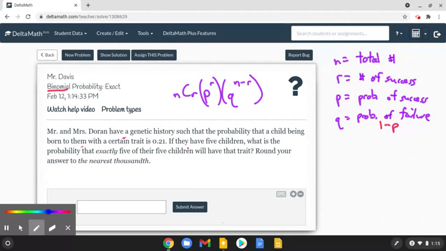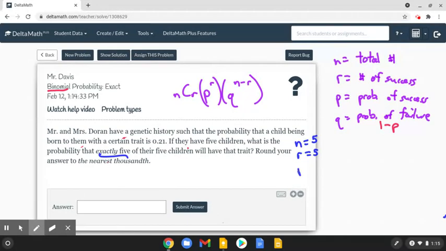So that seems kind of rare, right? If it's only a 0.21, or 21% chance, the probability that all 5 of them would get that trait should be pretty low. So let's see what we get here. First of all, N, the total number of trials. Well, they're going to have 5 kids, so there's 5 trials, right? R, the number of successes. Just look for the word exactly, and that's pretty much going to tell you. So exactly 5. All 5 of the 5 have this trait.